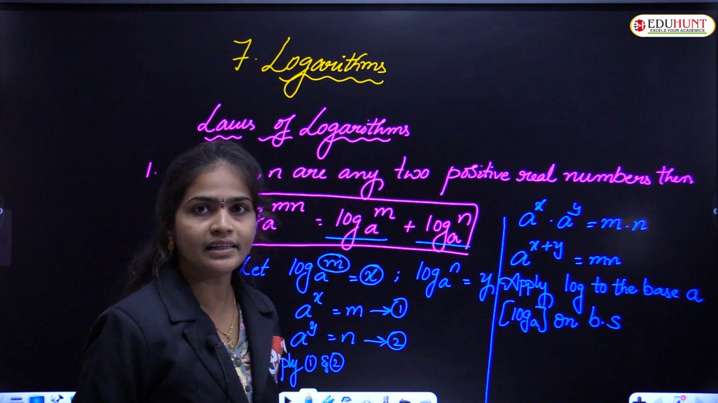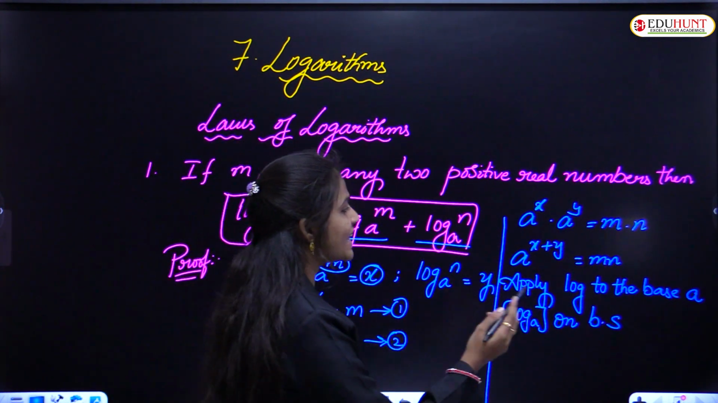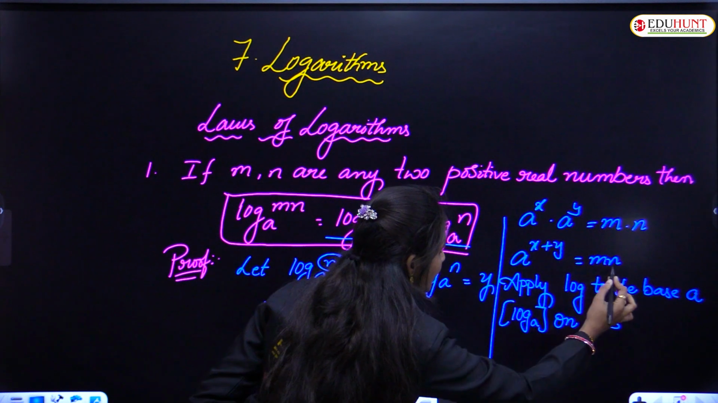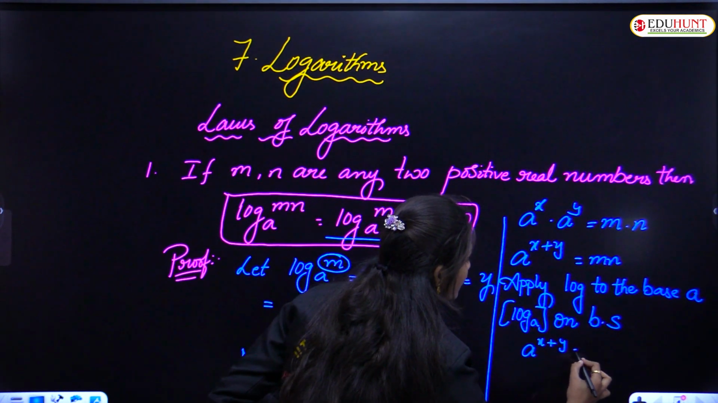Okay, that one only written form I written here. Apply log to the base a on both sides of the equation. So actually what is the equation here? a power x plus y is equal to mn.